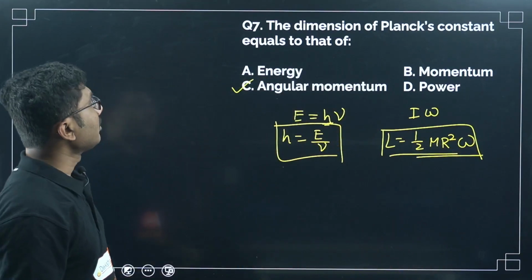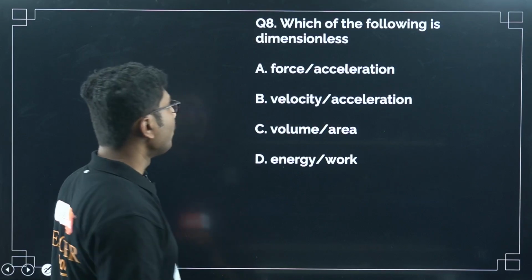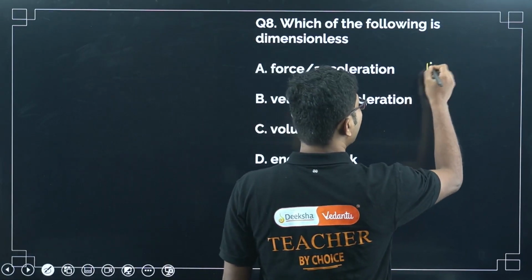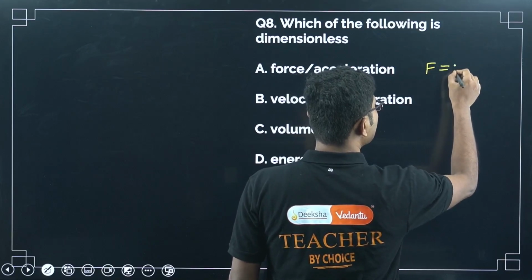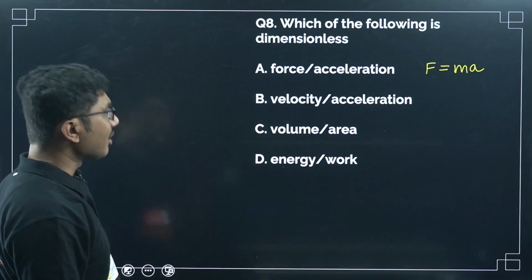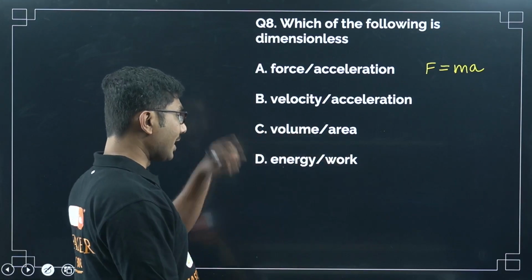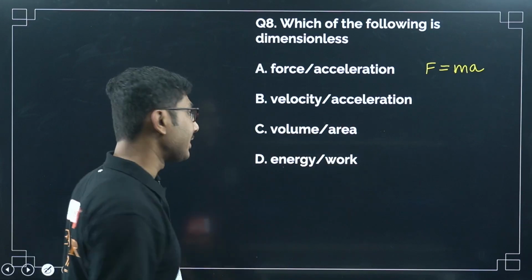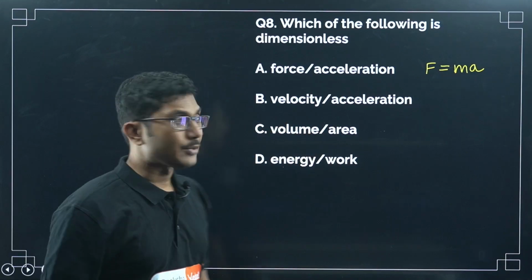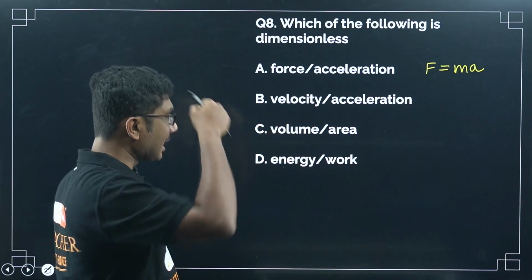Now let's move on. Which of the following is a dimensionless quantity? Force divided by acceleration is not dimensionless. We know that force equals mass times acceleration, so it is not a dimensionless quantity. Velocity by acceleration is definitely not dimensionless. Velocity has one time in the denominator, acceleration has two, so this is not dimensionless. Volume by area is also not dimensionless. Volume has L cube, area is L square, so definitely not dimensionless.